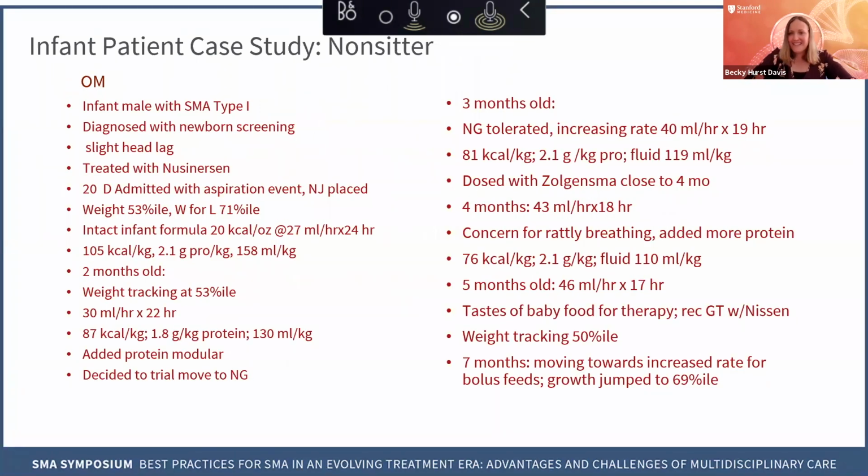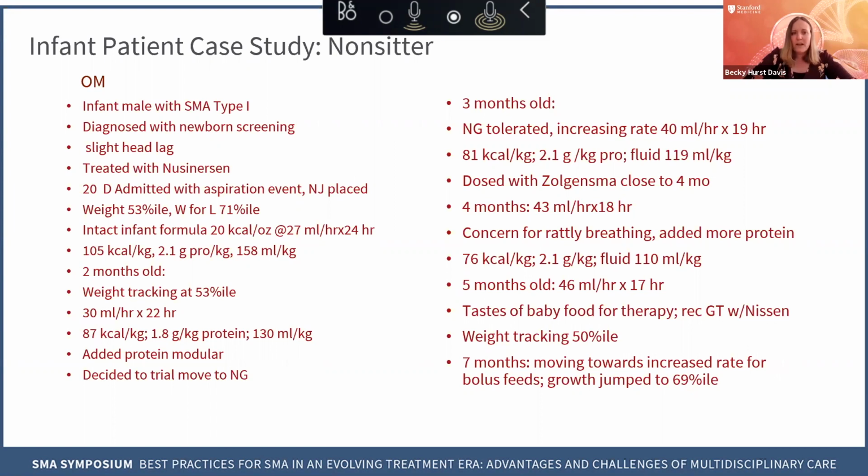Okay, so on to a case study. This is a non-sitter infant male diagnosed with newborn screening. On newborn screening, they saw a slight head lag with this young boy, and he was treated with nusinersen. At 20 days old, he was admitted to the hospital with an aspiration event. At that time, we placed a feeding tube.